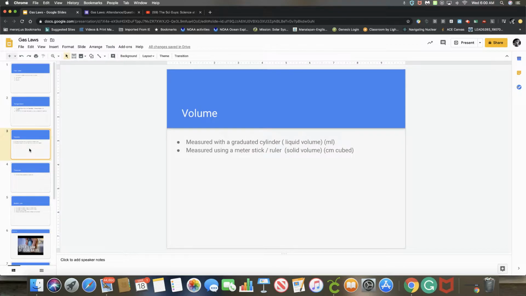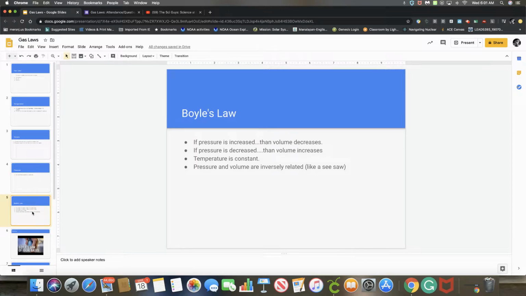Volume, we measure the volume of the classroom, and we also measure volume of liquids in graduated cylinders. And a very Googleable definition of pressure is the measure of force applied over a unit area. I'm going to take those three different variables and apply them to two different laws. The very first one is Boyle's law.